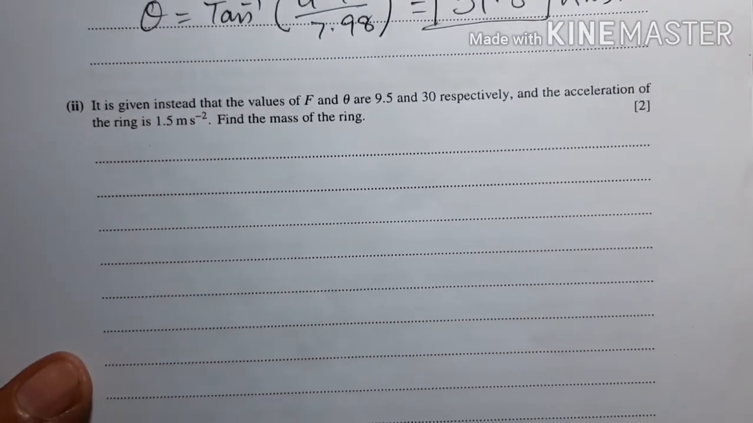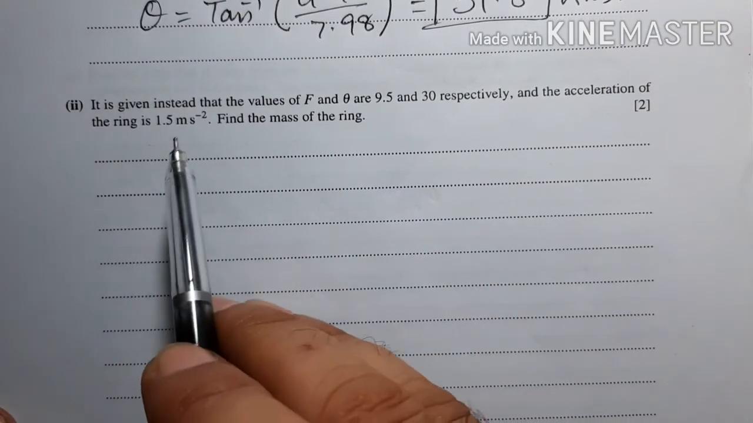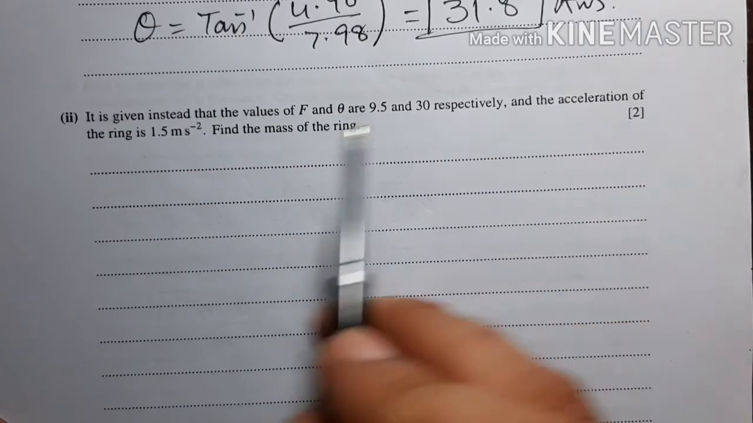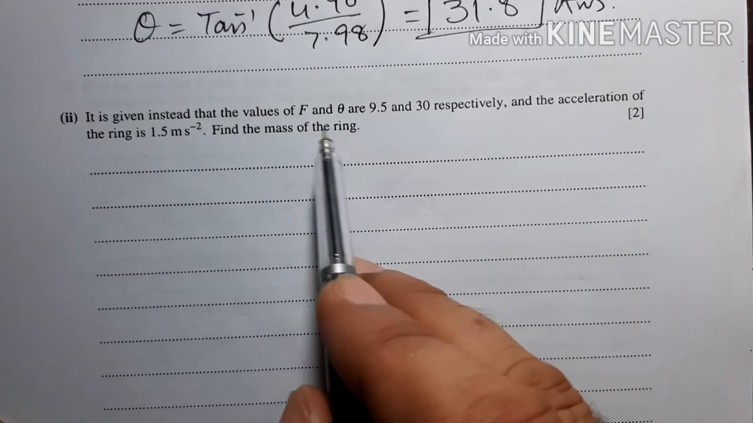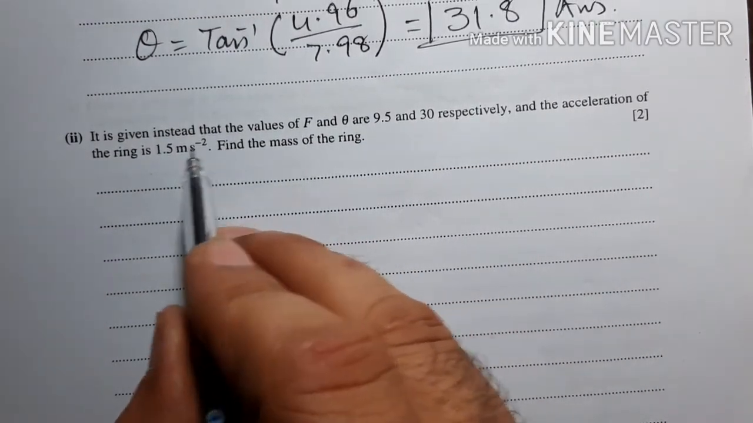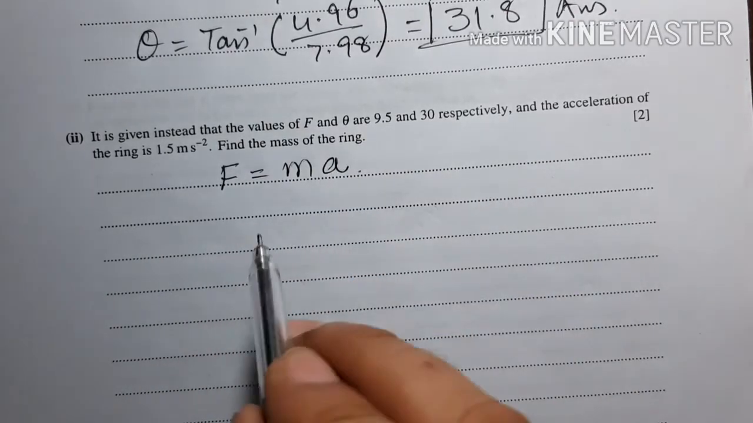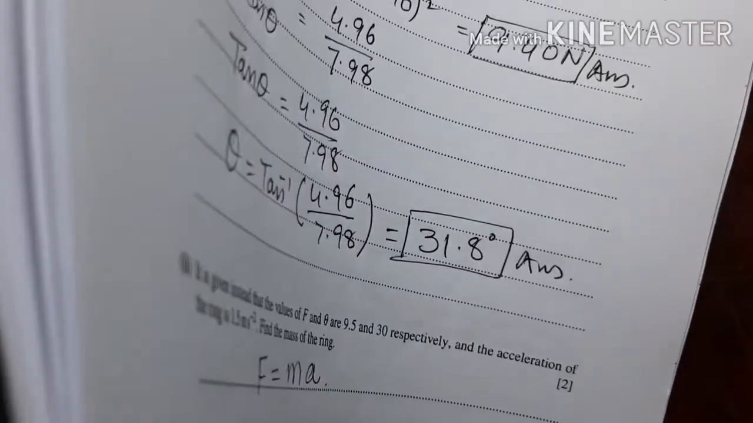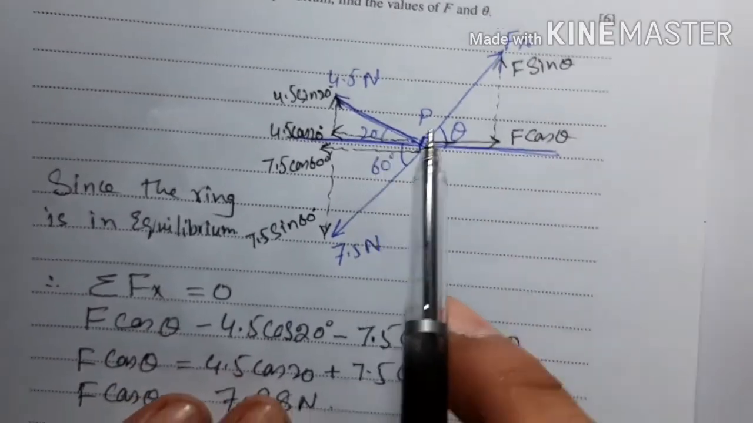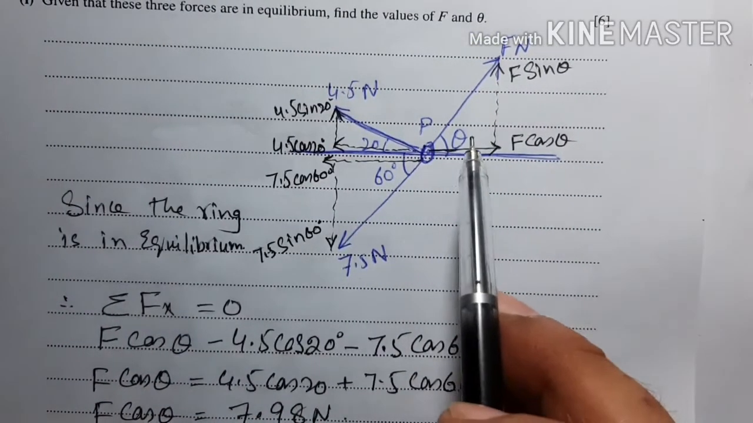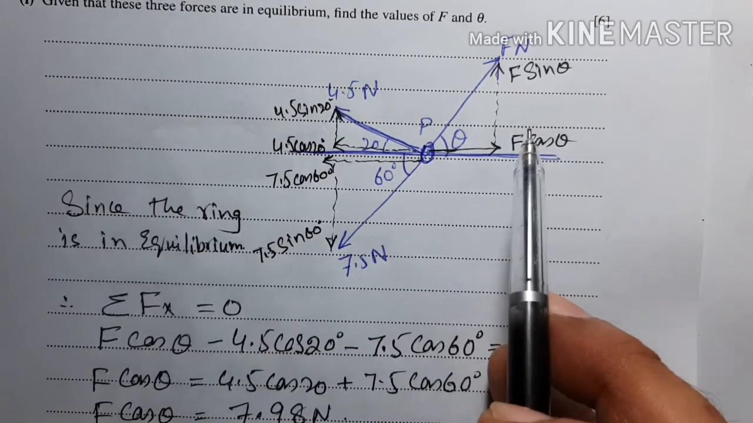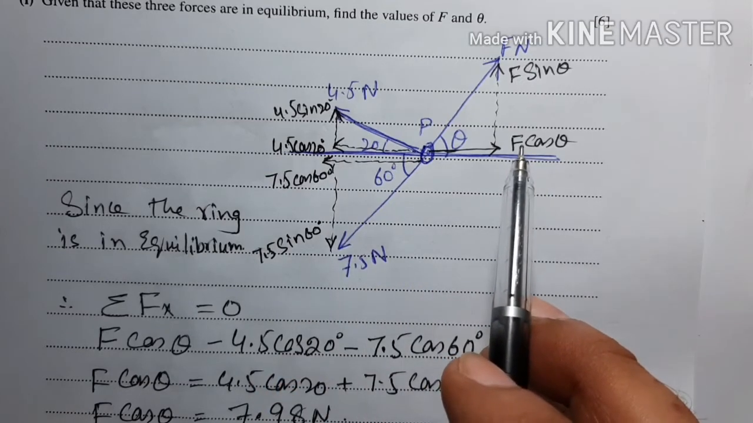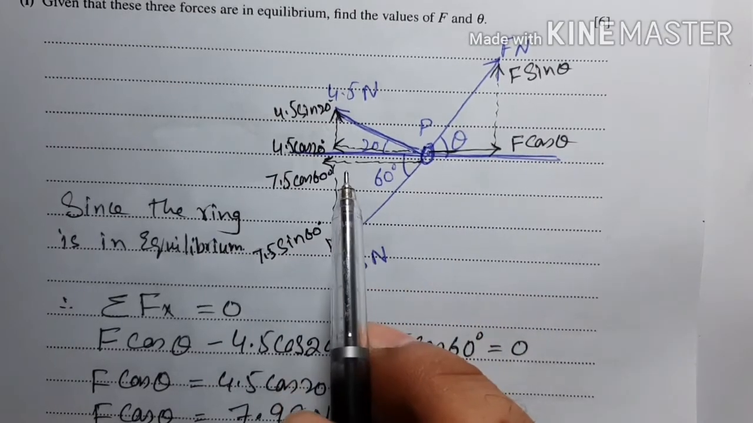Okay. Now part 2. It is given that instead of that force F and theta, this is the new value of F 9.5 and this is the new value of theta, which is 30 respectively, and the acceleration of the ring is this. Find the mass of the ring. So for this I'll use again Newton's second law. F is equal to ma. So this F means the resultant force, which is horizontal, because the ring will always move horizontally, not vertically. That's why the ring will move towards the bigger force. For example, this is our resultant bigger force. So this resultant will be this minus these two. So don't forget to put the new value of F and theta. So this minus this is equal to ma.